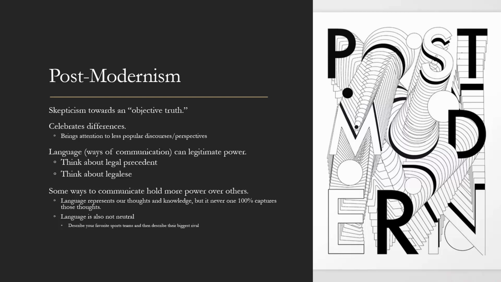So, I used the example earlier of how history has been written. And that's where I think postmodernism comes in very well. Is that the language used to describe historical events is not objective, right? Someone writing about the history, for instance, I'll give you an example.